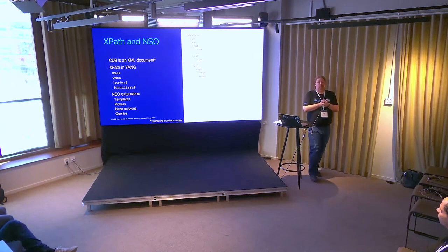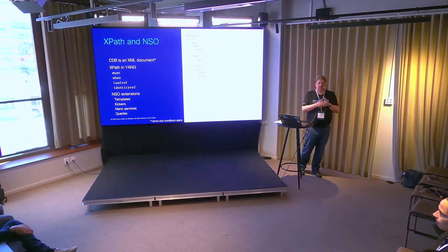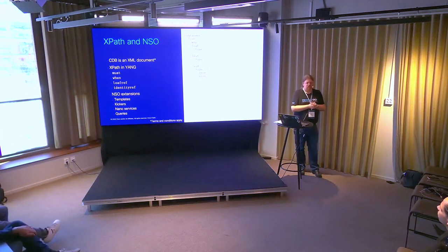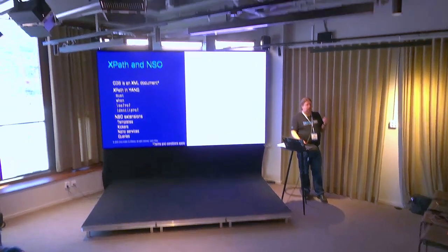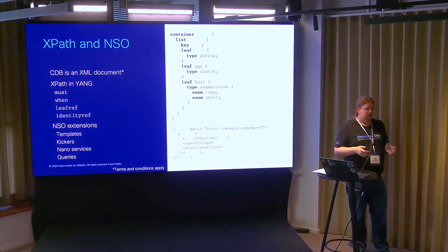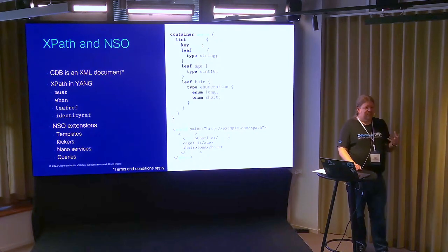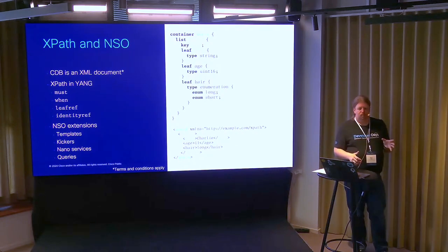So there are a number of things that we get out of the YANG standard. Things like must expressions, when expressions, and we have some things like leafrefs and identityrefs. There are weaker versions of XPath. There are still XPath, but you cannot use all the features. Some would say you can use barely any of the features. But we also have things that come out of NSO itself. If you were here a moment ago, you heard about nano services that use XPath quite a lot. We have templates, we have kickers, right? So you can use XPath in pretty much all the phases of NSO development.